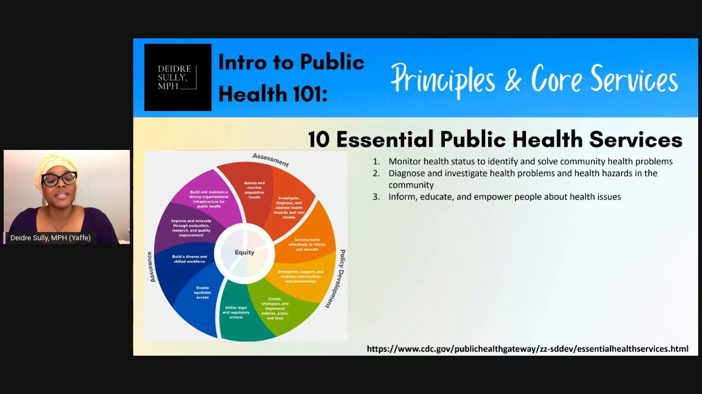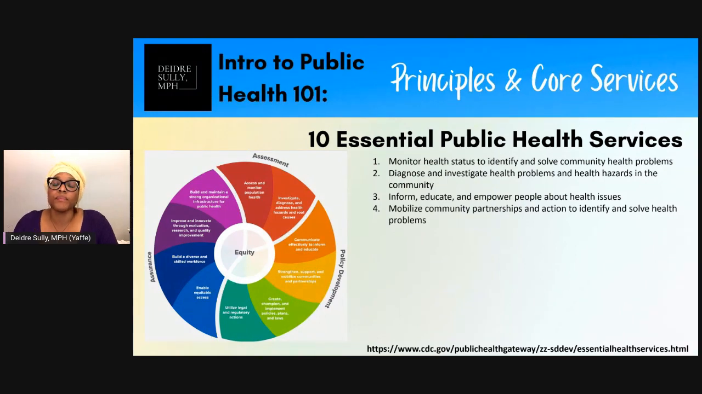It's important because a lot of the issues when it comes to policies exist because people don't have the information. They don't have the information because they don't have access. So this is really crucial. Public health promotion is really crucial to make sure that we can empower people about health issues. Number 4, strengthen, support, and mobilize community partnerships and action to identify and solve health problems. Advocacy and coalition building. Enough said. Number 5, develop policies and plans that support individual and community health efforts.